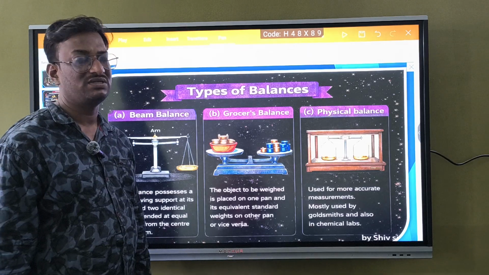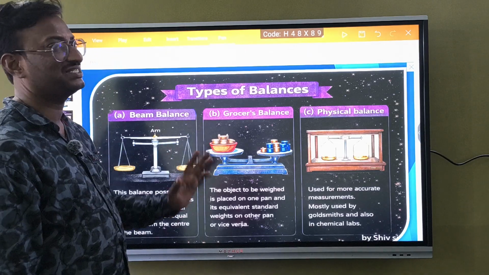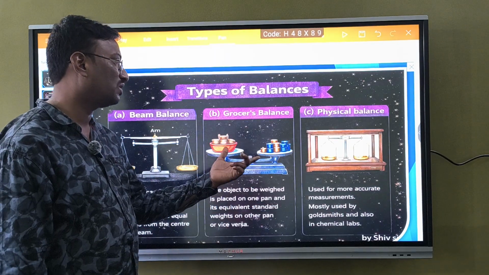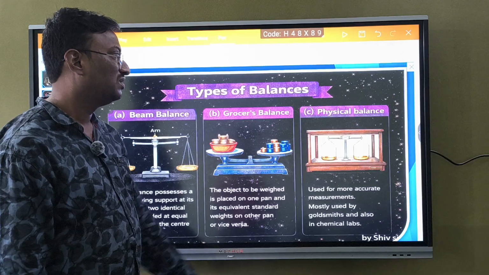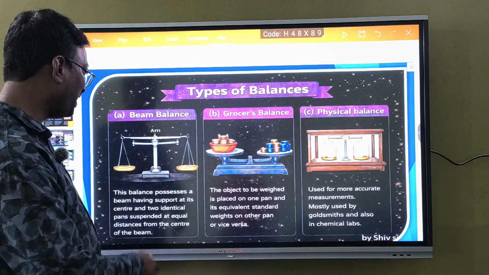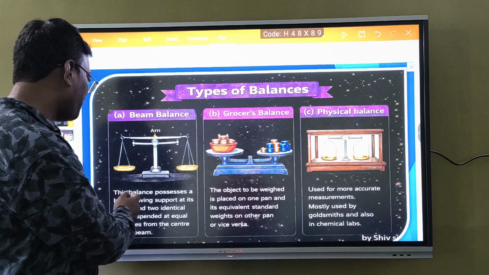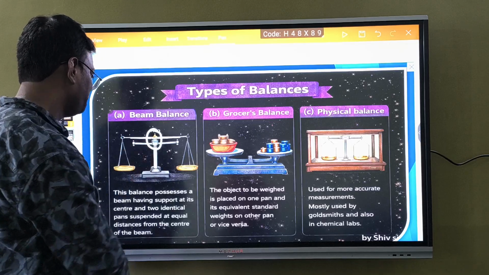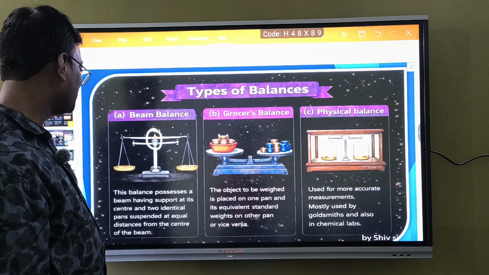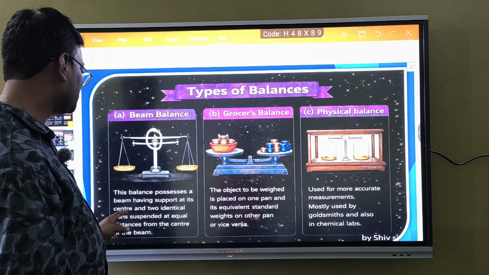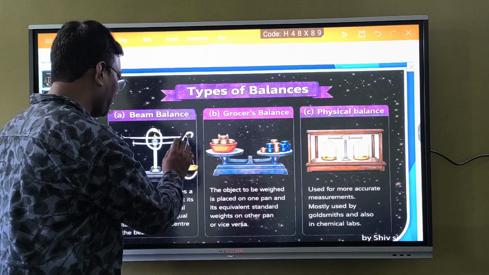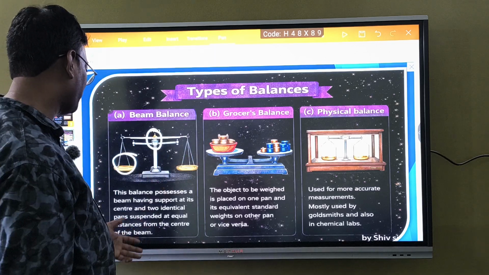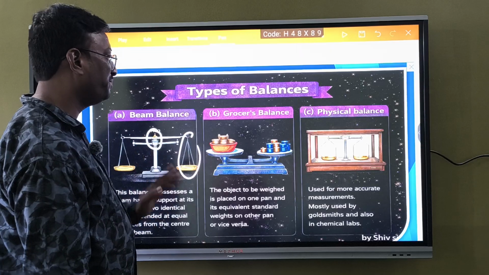In order to measure the mass, what are the different kinds of balances that we are going to use? One is beam balance, grocer's balance, and physical balance. The beam balance possesses a beam having a support at its center. This is a beam and there is a support at the center here, and two identical pans suspended at equal distances from the center of the beam. This is called beam balance.